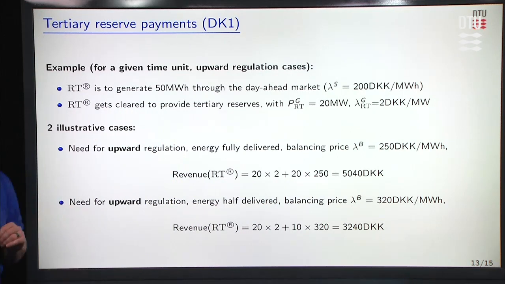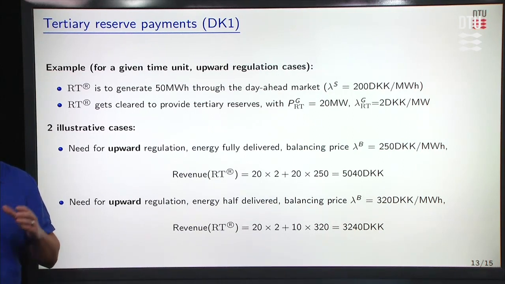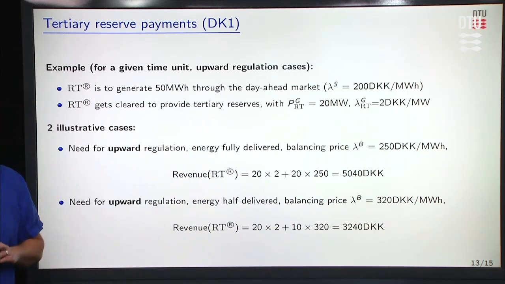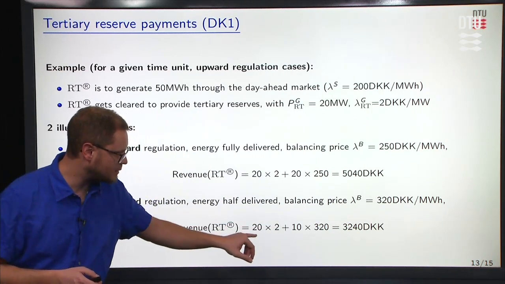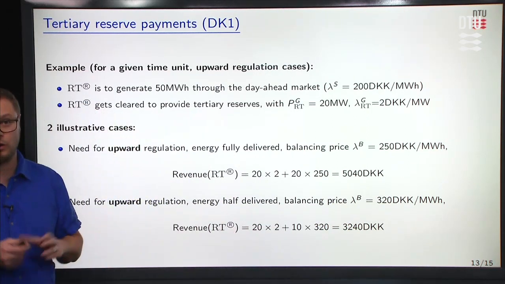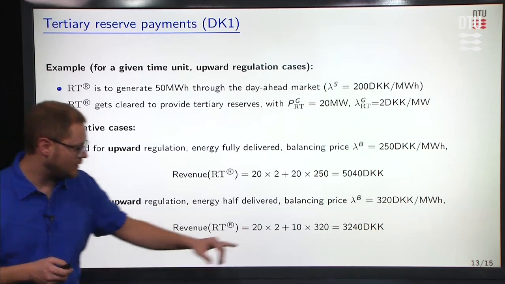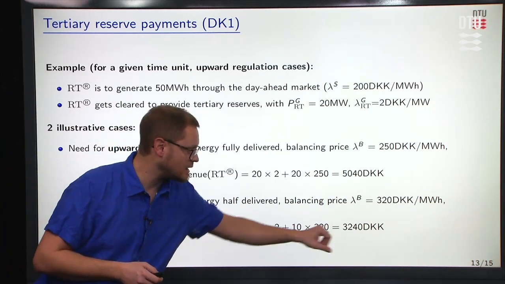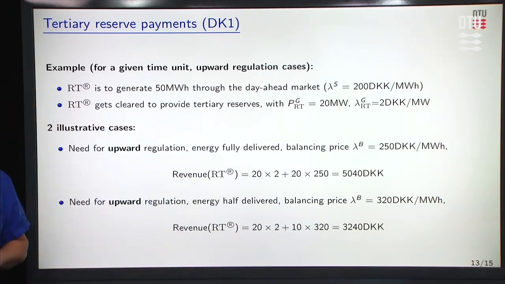In another case, in the same need for upward regulation, maybe even though there's been this capacity reservation, only half of the energy is delivered, and let's say the balancing price lambda B is 320 kroner per megawatt hour. In that case, we still have a full capacity payment since these 20 megawatts were reserved, but eventually the energy delivered is only 10 megawatt hours times lambda B. That's an overall revenue of 3,240 kroner.